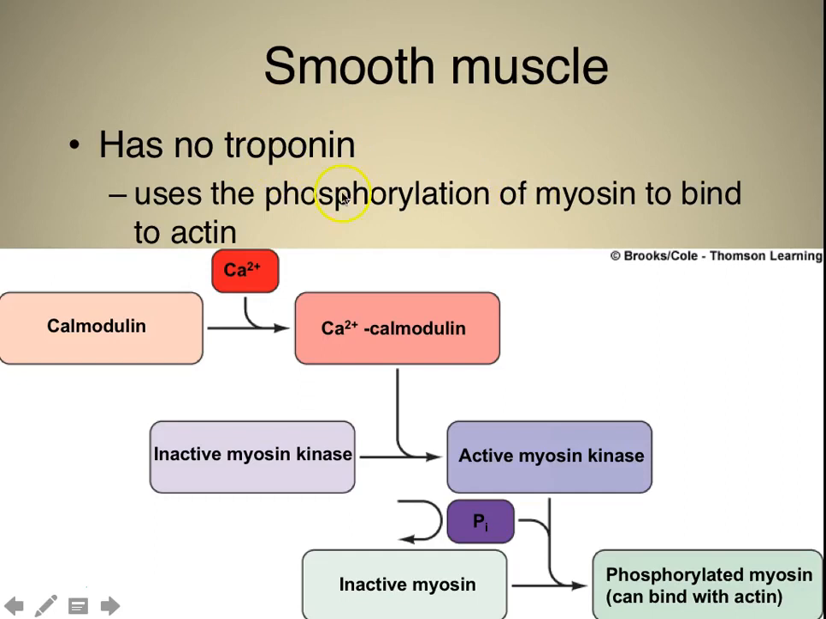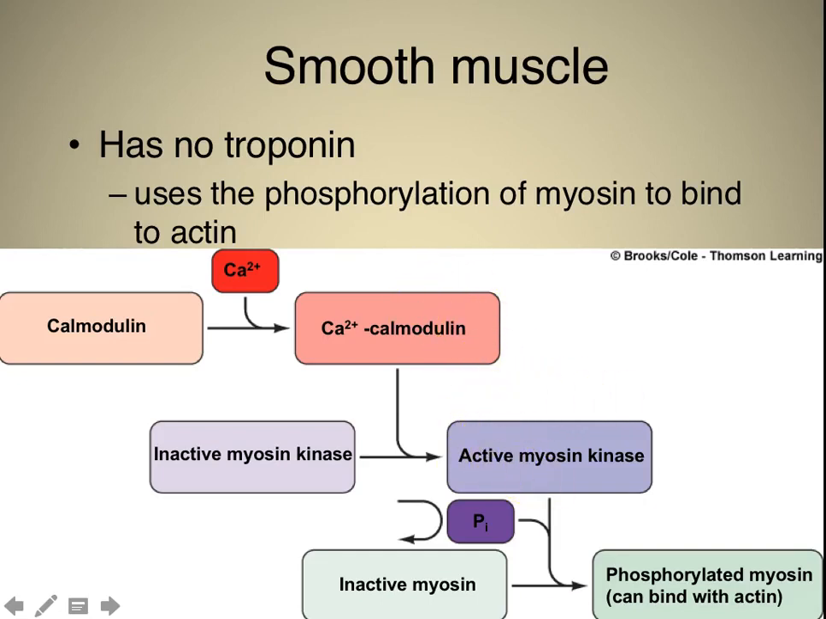So there's no troponin. So for this, it uses phosphorylation of myosin to bind to actin. What that means is it uses something called calmodulin. So instead of troponin, it uses calmodulin, and calcium will bind to calmodulin. Okay, so calcium binds to calmodulin. So instead of binding to troponin, it binds to calmodulin. That calmodulin will activate what's known as a myosin kinase. Okay? So basically that calmodulin activates a myosin kinase.